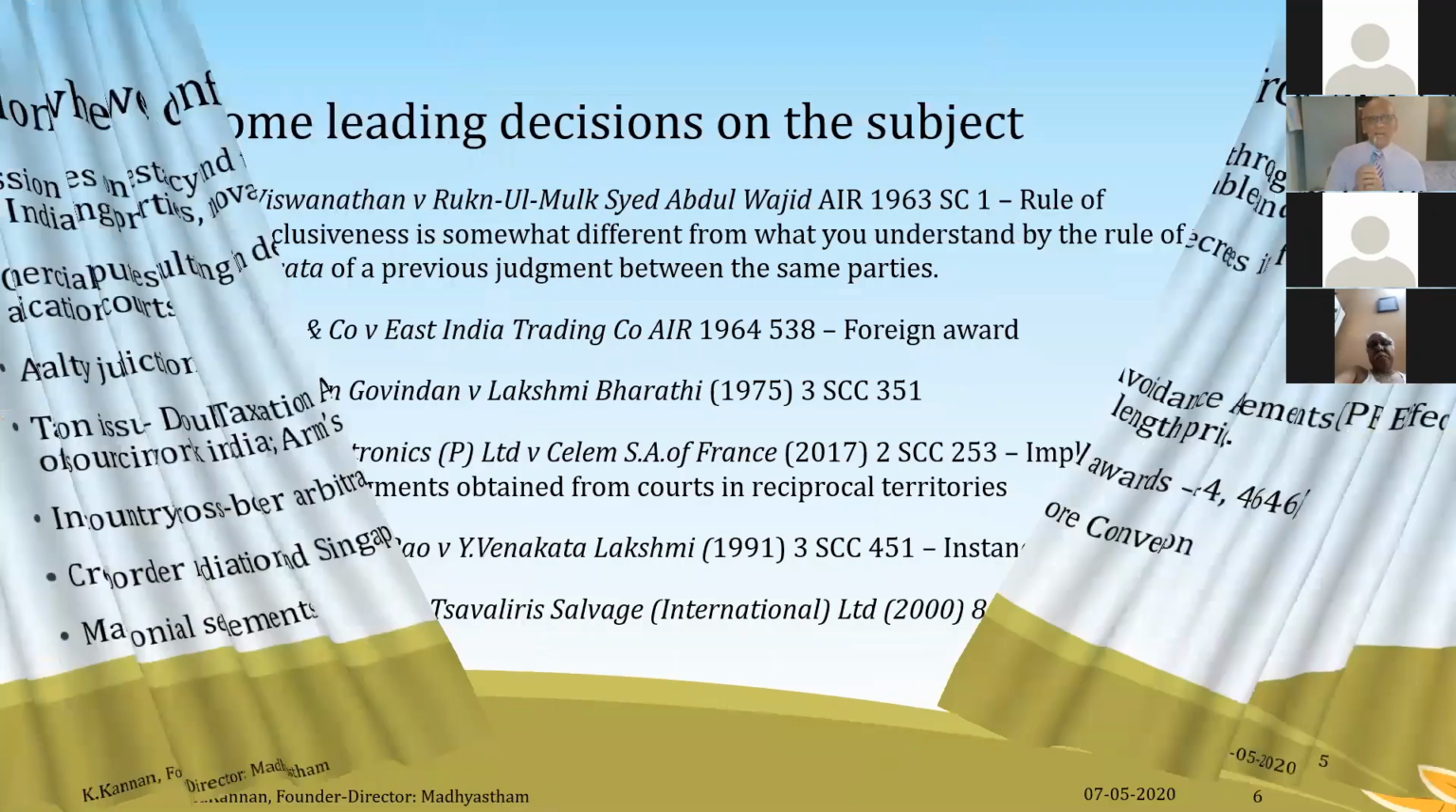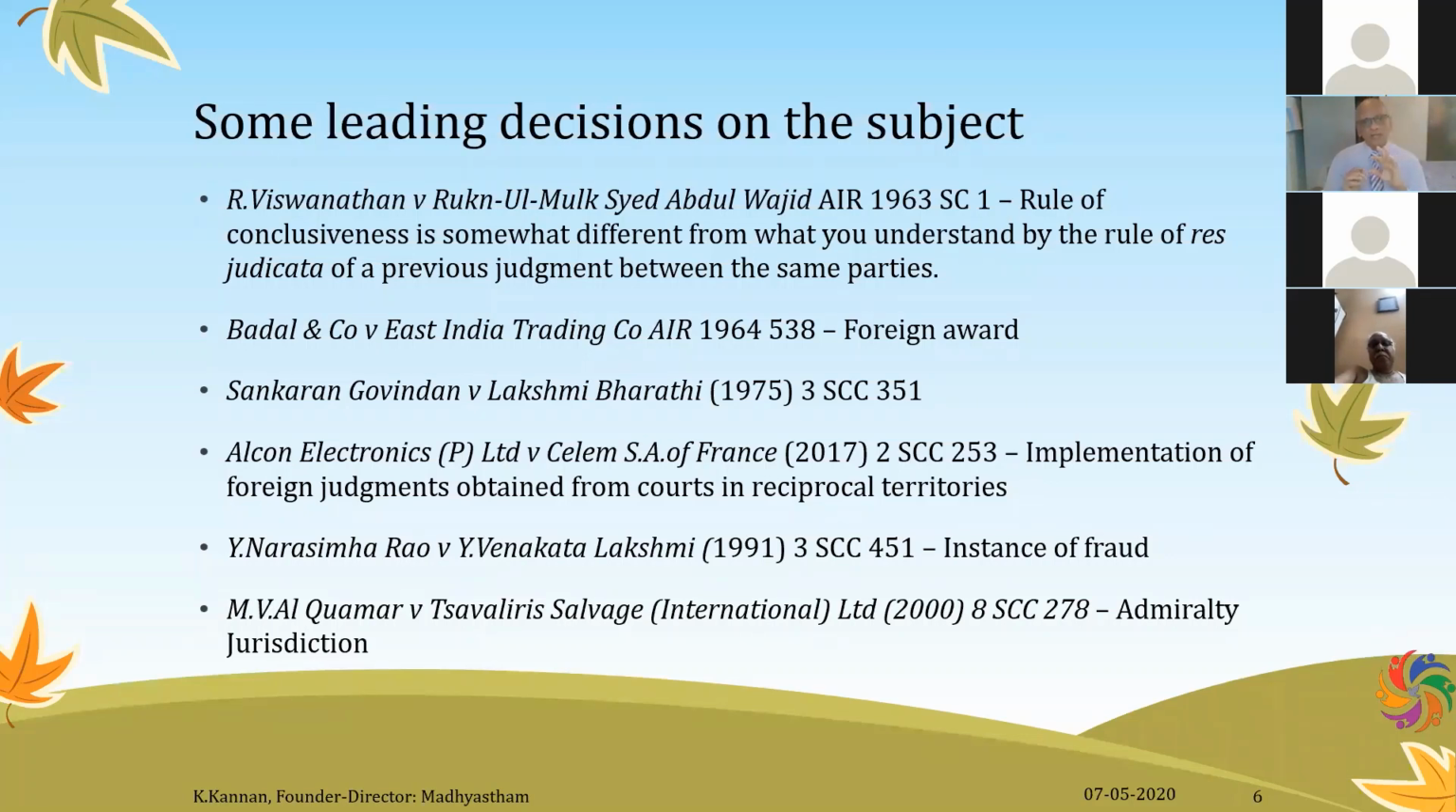Some of the leading decisions I thought I'll give to you will give you an idea about the huge canvas we are drawing on. These decisions relate to how we understand foreign judgments. Vishwanathan versus Rukunul Mulk Syed Abdul Wajid, 1963 Supreme Court 1. This judgment was interesting in many ways. It is a case with reference to the property of one Ramalingam Mudaliar in Hyderabad and Bangalore, who had contracts and made substantial properties. He had assets in Mysore state at the time, not within British suzerainty, and also assets in a big sugar factory. He had established a sugar factory and had made a will, and the sugar factory was in Bellary, which was in the Madras presidency.